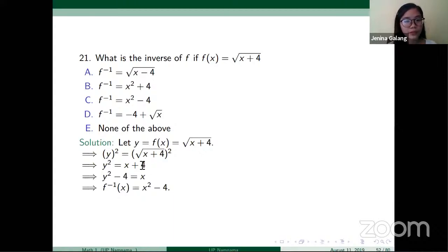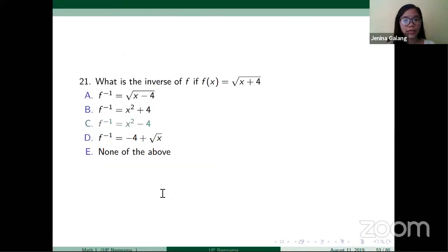And transpose, isolate natin yung x, so we can transpose 4 to the other side, we have y squared minus 4 equals x. And pwede na nating ibalik yung sa f inverse na notation natin, which is f inverse of x equals x squared minus 4. So letter C.